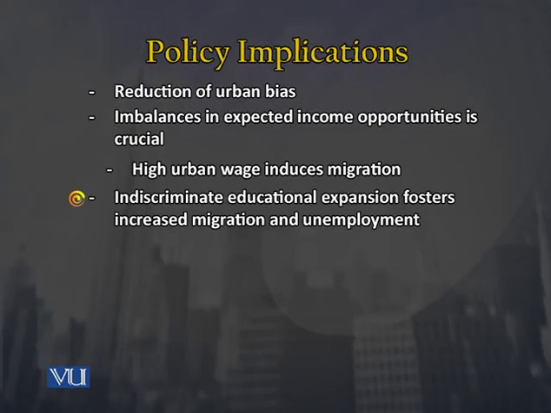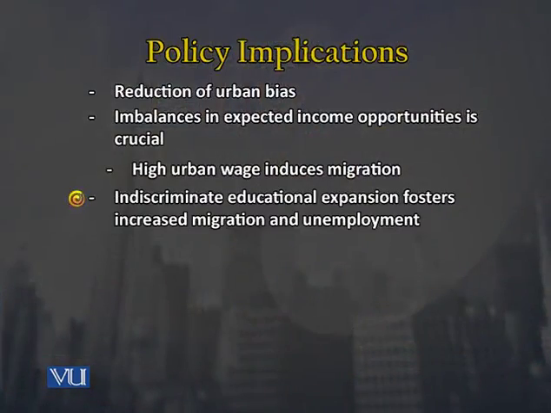Another important aspect or policy implication which we can derive from these two models is that indiscriminate educational expenses basically strengthen this concept of migration and unemployment. So agar indiscriminate educational expenses government incur kar rahi hai education level badhane ke liye rural area ke logon ke liye aur urban area ke logon ke liye. So instead of just adding to the qualifications by spending more and more money on improving the education level, if the government focuses upon providing people with the skills that are needed to set up and to expand the existing industries and the business ventures that are located in the rural areas, that can help in reducing the unemployment in the urban areas.